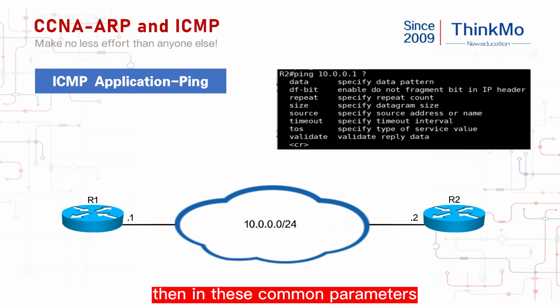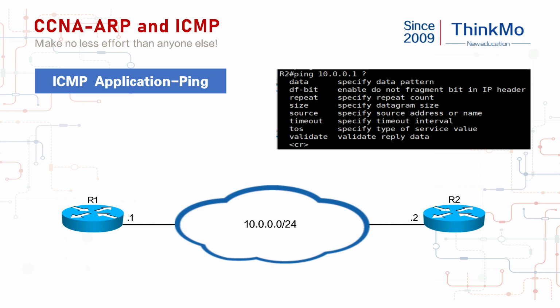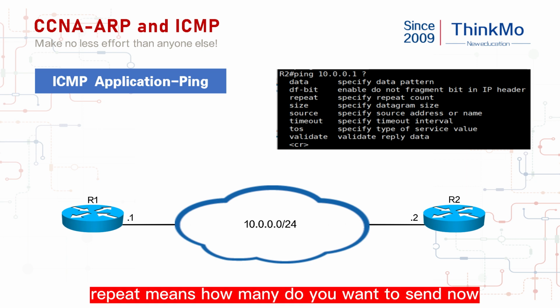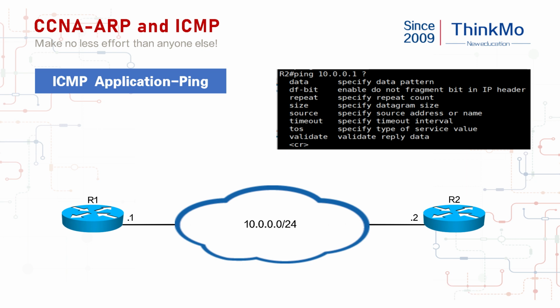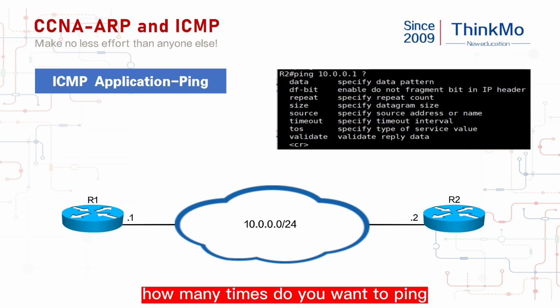Then among these common parameters, only 2 are commonly used. One is called repeat. One is called source. Let's talk about this repeat first. Repeat means, how many do you want to send now? How many times do you want to ping?